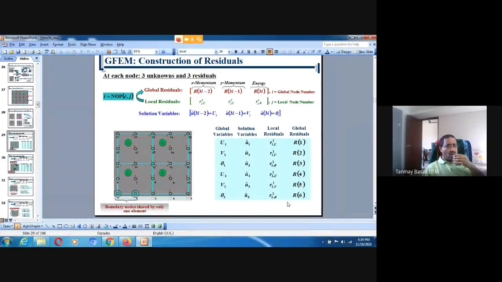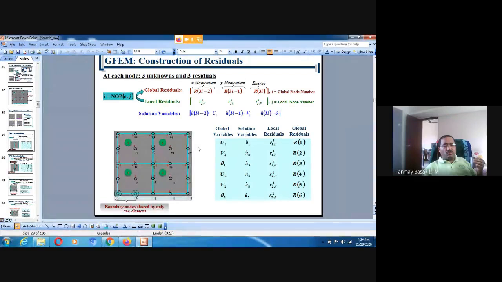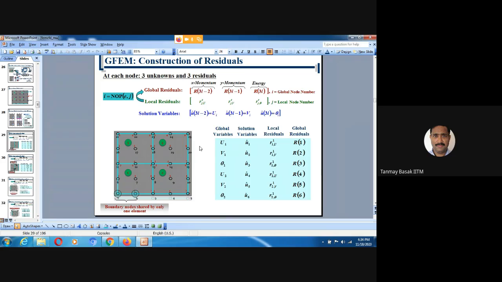Now I will go to the construction of the residual. At each node there are 3 unknowns and 3 residuals, as I discussed. So there are 25 nodes, and we have 75 variables. Now, how to do the arrangement? As I told you in the first part of the lecture, the costliest part is the solver, and the solver has to be a banded solver. So that means we have 3 differential equations: the x component of velocity, the y component of velocity, and temperature.